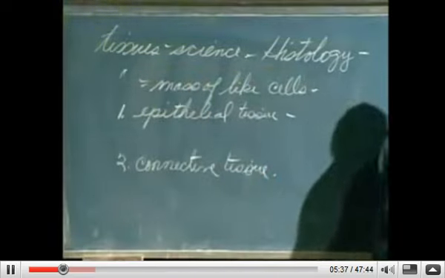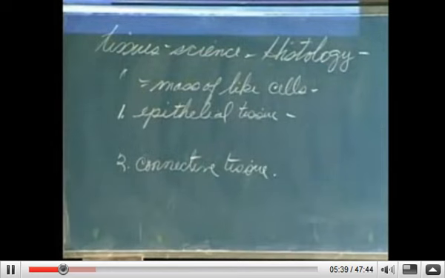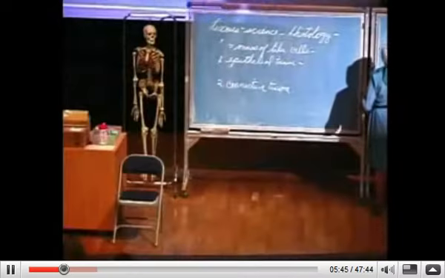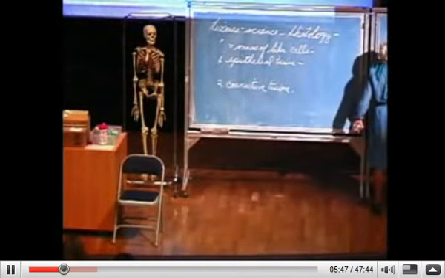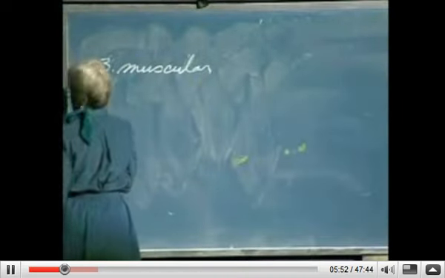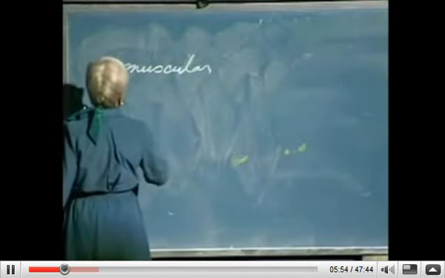Three, what's three? What other tissues are left? Muscle, muscular tissue. Let's put up three. Muscular tissue. What's four? Nervous tissue. Good.